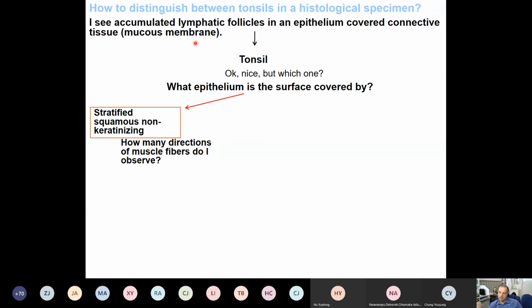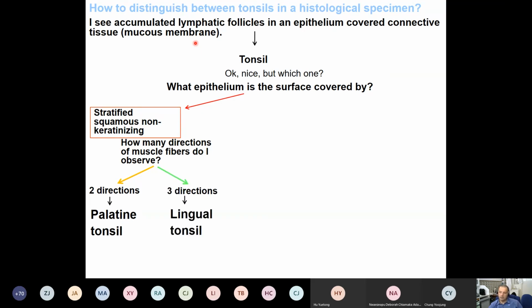Let's have a look into the muscle tissue. How many directions of skeletal muscle do I have? If I have 2 directions or less, I know I'm in the palatine tonsil. But if I have 3 directions, then I know I'm in the tongue, and it supports the diagnosis lingual tonsil.